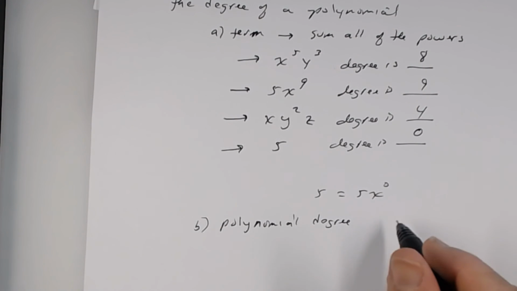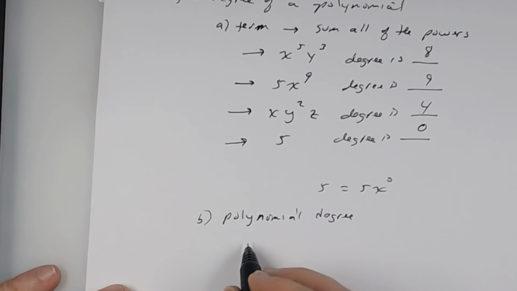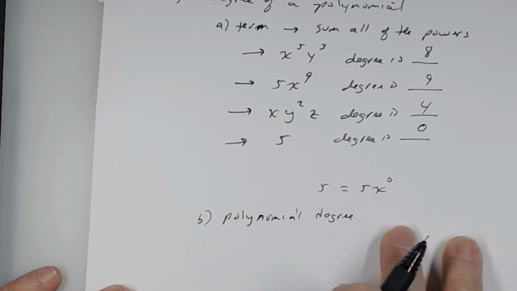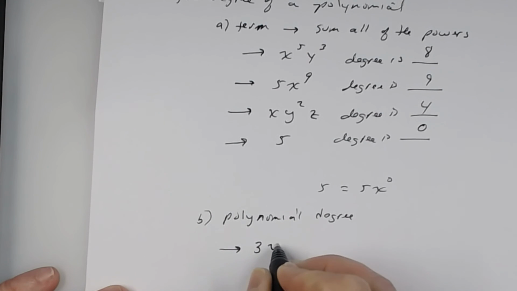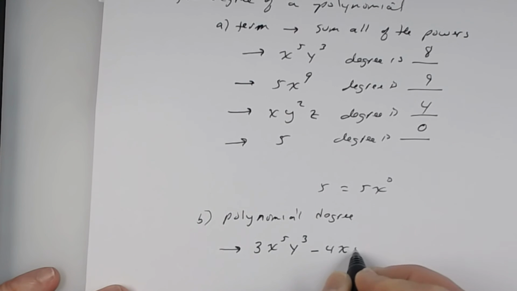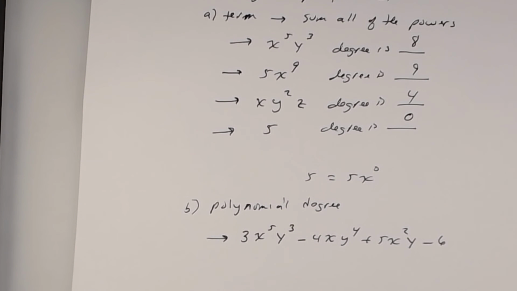Okay, now, I'm going to go ahead, before I finish this little part off right here, and actually look at an example to describe it. 3x to the fifth y cubed minus 4x y to the fourth plus 5x squared y minus 6. So we have this polynomial.